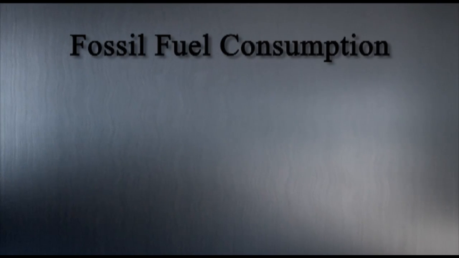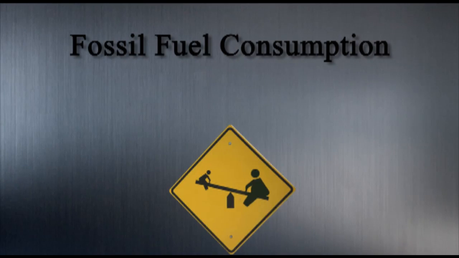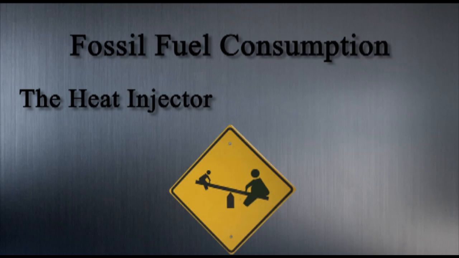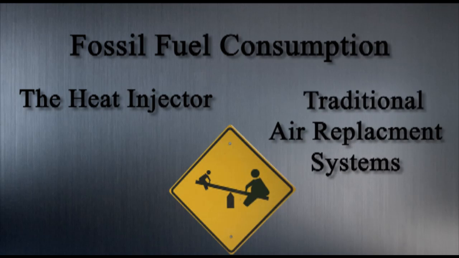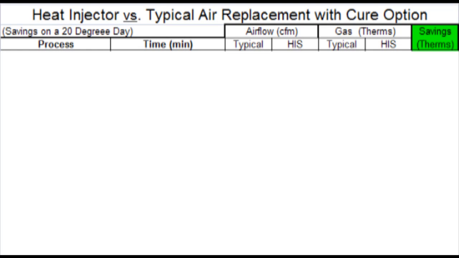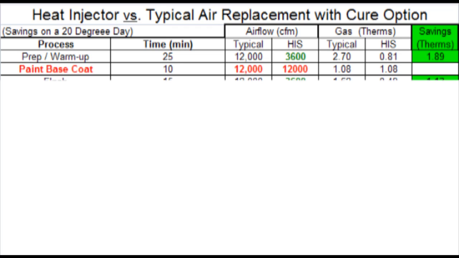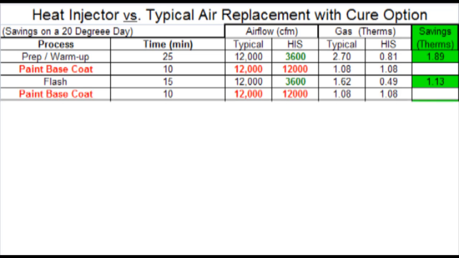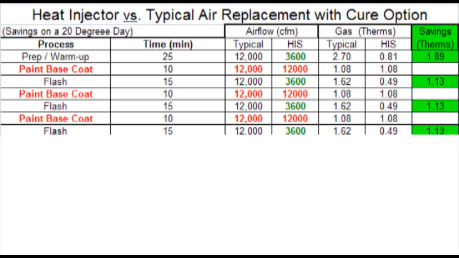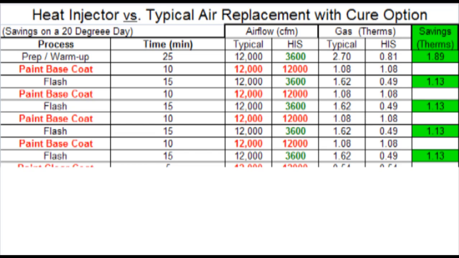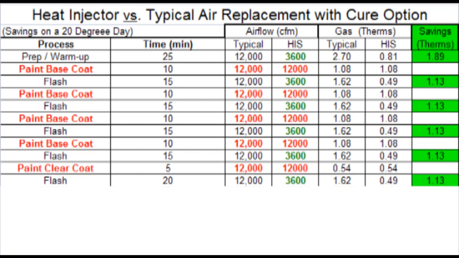Now, let's look at the gas savings that can be experienced with the heat injector as compared to the traditional heated air replacement unit on a 20-degree day, when the hood and fender is being painted. The prep time would be 25 minutes. The base coat would be applied for 10 minutes, followed by a 15-minute flash between coats. This would be repeated at least 3 times. Then the clear coat would be applied for 5 minutes with a 20-minute flash.